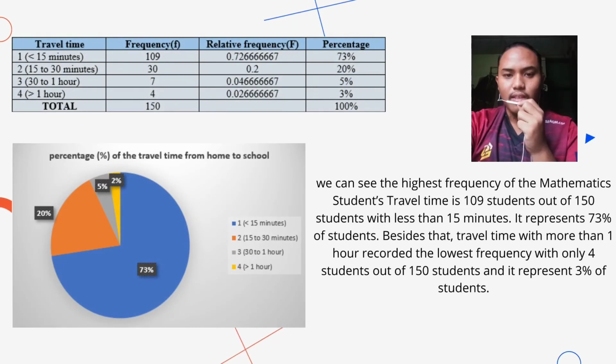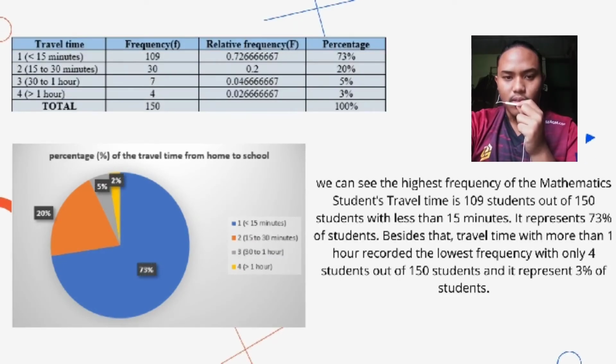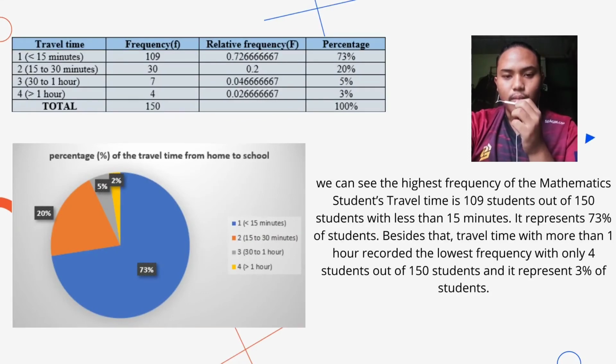We can see the highest frequency for travel time of mathematics students is 109 students out of 150 students with less than 50 minutes. It represents 73% of students. Besides that, travel time of more than 1 hour recorded the lowest frequency with only 4 students out of 150 students, and it represents 3% of students.